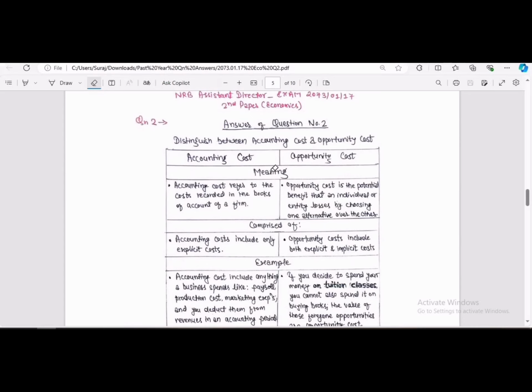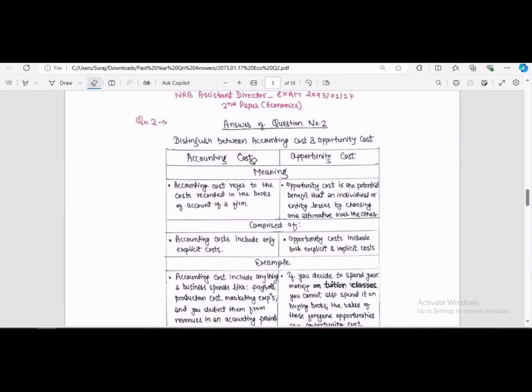So we are directly writing the distinction between accounting cost and opportunity cost. Here we have written accounting cost in the left column, and in the right column opportunity cost. For the basis of comparison, there are three topics we have mentioned. First one is meaning, second one is what it is comprised of, and third one is example.